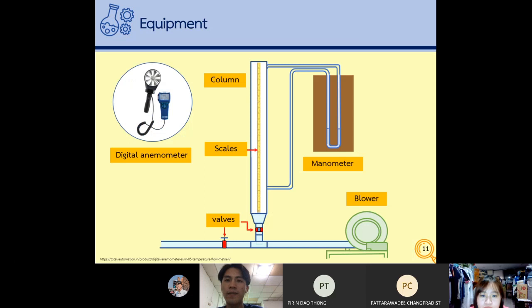This is the equipment used in our experiment, composed of a digital anemometer, valves, scales, column, manometer, and the last one is the blower.